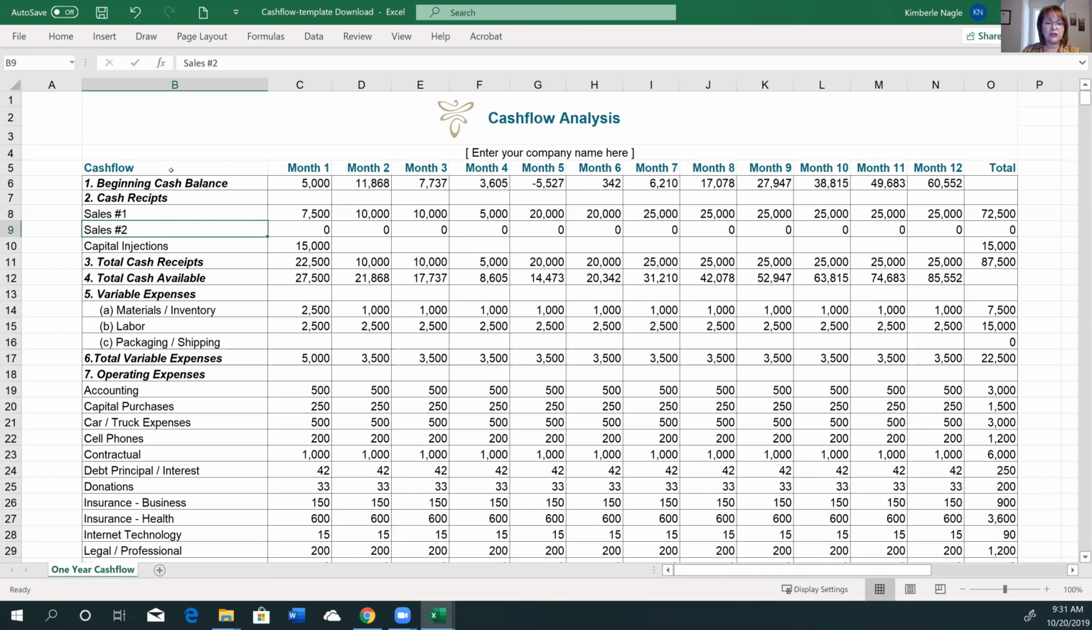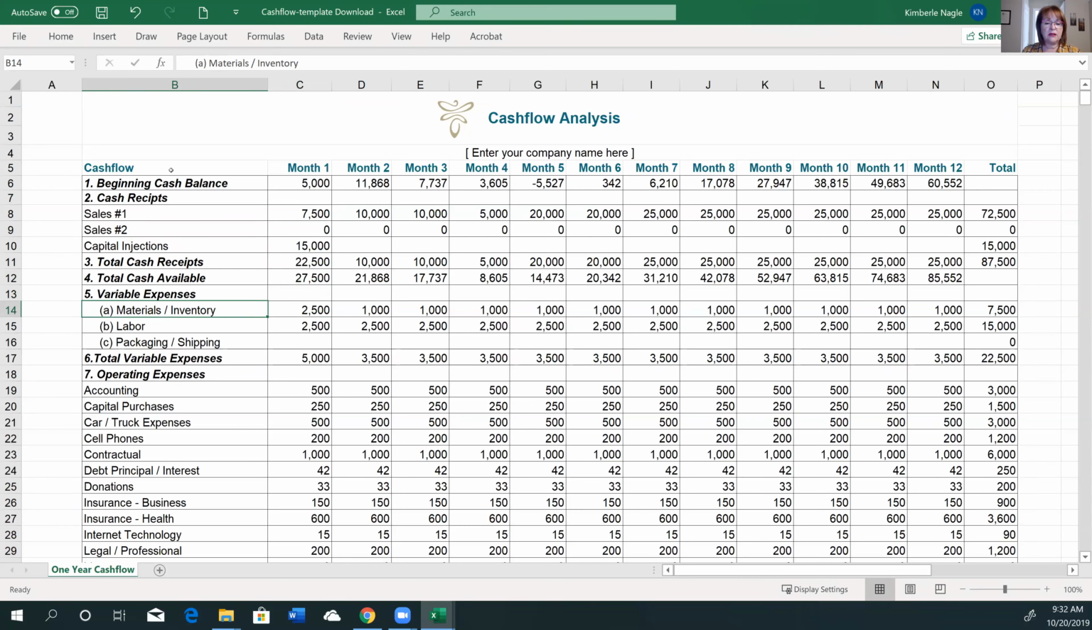I've given you 2 sections where you can identify what types of sales you make, and sales 1, sales 2. If you only have 1 sales category, just keep it at 1. Rename that. Cash injections are money that you've put into the business. It might be a personal loan, it could be a business loan. These are cash injections that you are going to make or will make or maybe not make. It's going to add up your total cash receipts for the month. It's going to give you the total cash available based on the receipts plus your beginning balance.